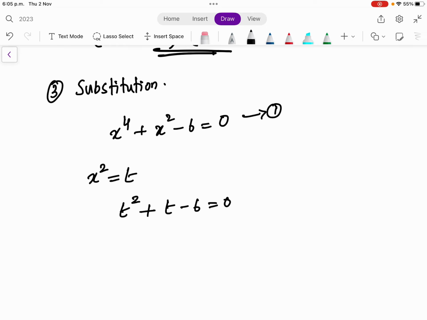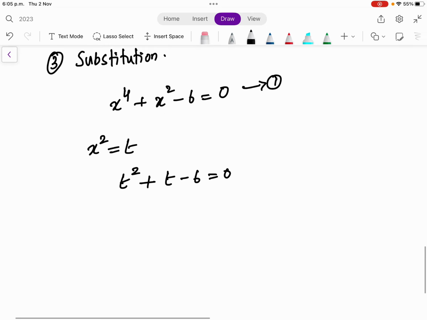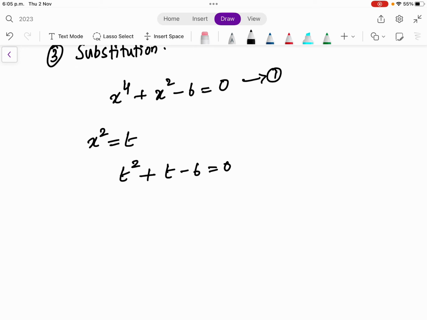Now this is a quadratic equation. I can solve it using any method, like I can factorize it. Maybe it is (t - 3)(t - 2) = 0. So t = -3, t = +2.